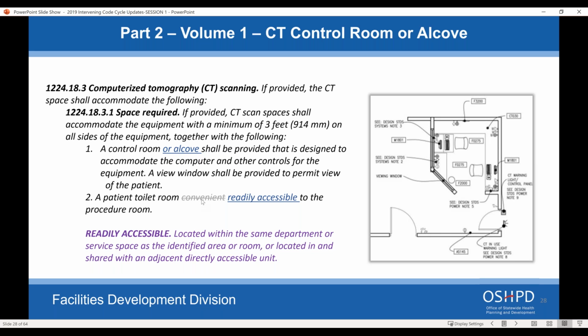We also changed the word convenient. We've been trying to get rid of that word. We're making the toilet room for a CT readily accessible, which means located in the same department or service space as the identified area room, or located in and shared with an adjacent directly accessible unit. So that makes this a lot easier requirement to be met for CT scanners.